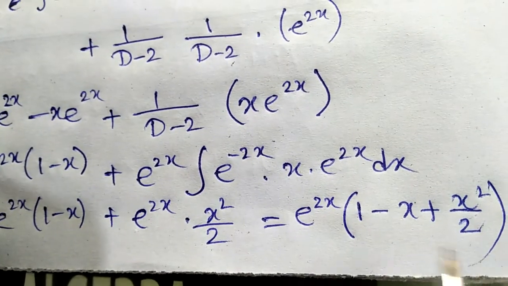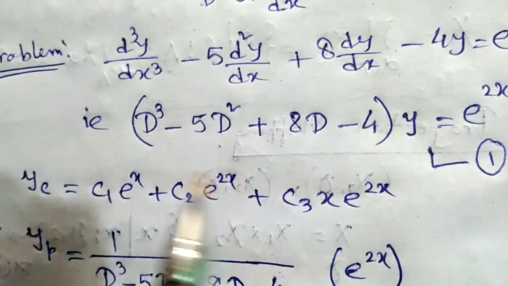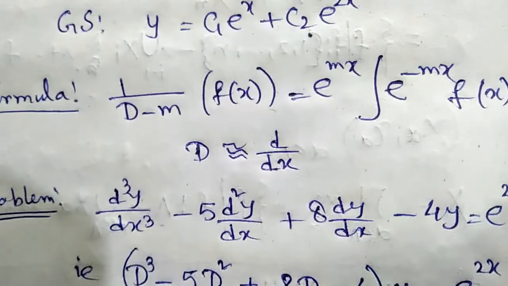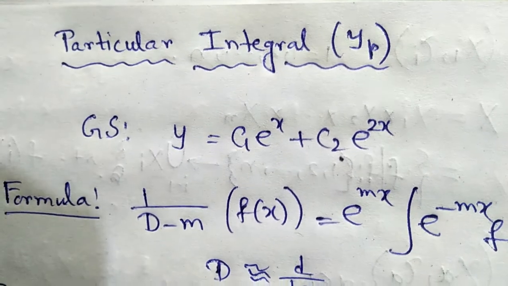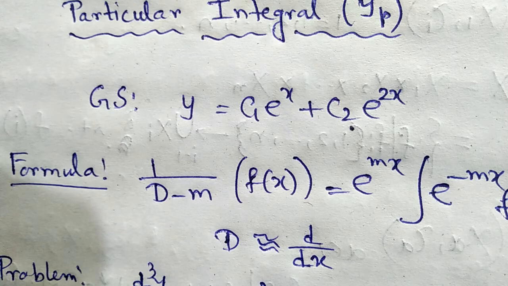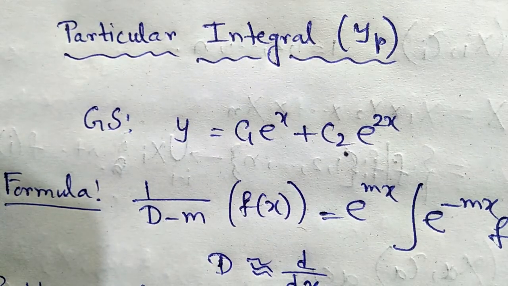See, so finally we get this, and this is the required particular integral of the given ordinary differential equation. So using this formula we can find out the particular integral of the given equation. Now what is the comparison between particular integral and particular solution?